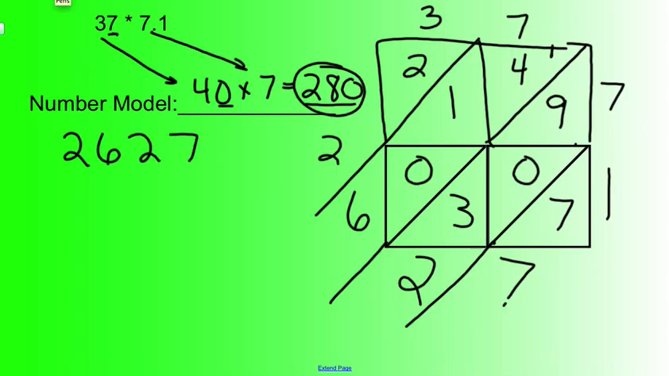Now, remember that our estimate was 280, and we think our answer is going to be a little bit less, but nonetheless, this was a 3-digit number to the hundreds place. So I feel comfortable putting our decimal point here, and we get an answer of 262 and 7/10.